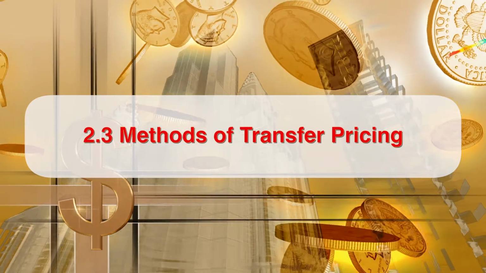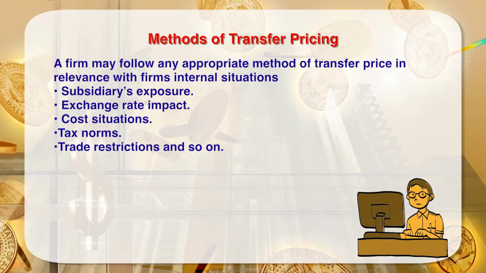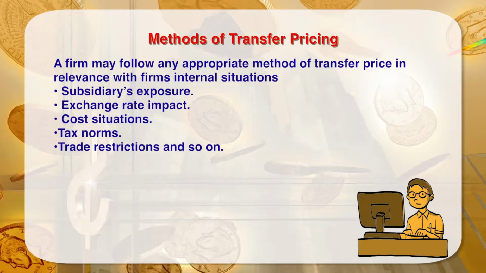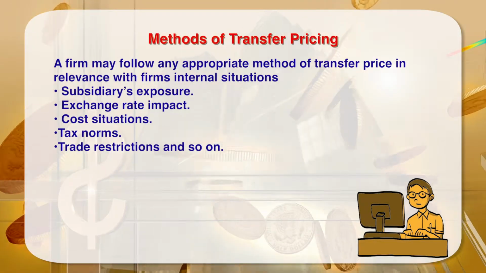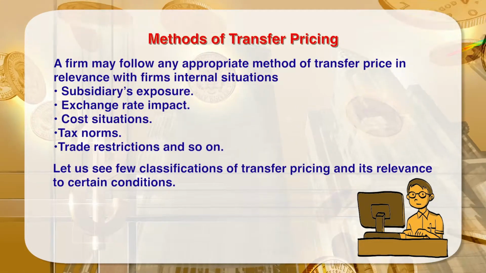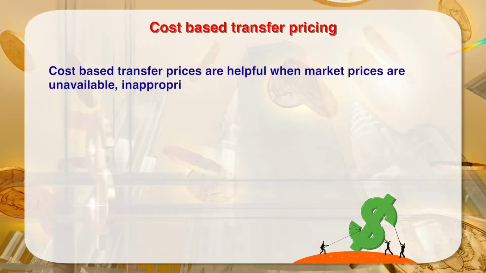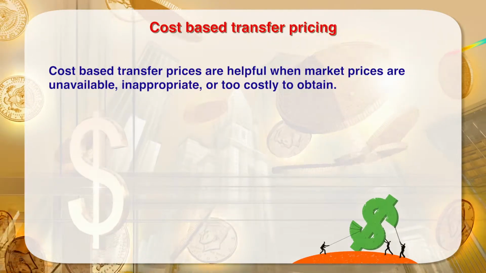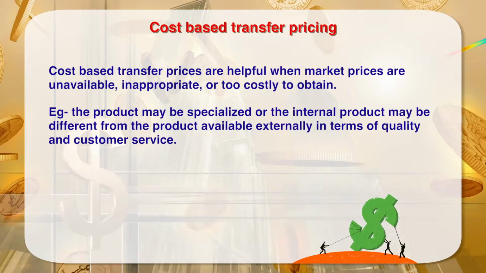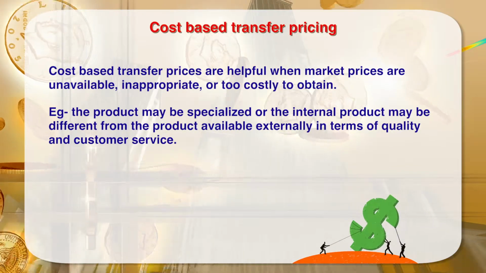Methods of transfer pricing. A firm may follow any appropriate method of transfer price in relevance with firm's internal situations, subsidiaries exposure, exchange rate impact, cost situations, tax norms, trade restrictions, and so on. Let us see a few classifications of transfer pricing and its relevance to certain conditions. Cost-based transfer pricing. Cost-based transfer prices are helpful when market prices are unavailable, inappropriate, or too costly to obtain. Example, the product may be specialized or the internal product may be different from the product available externally in terms of quality and customer service.